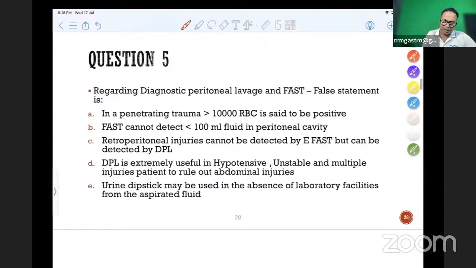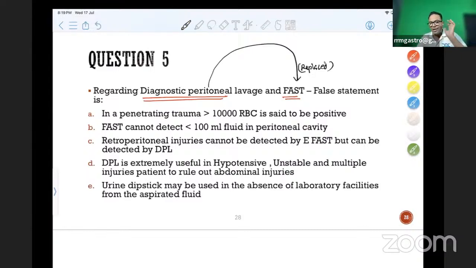So this concept is related to diagnostic peritoneal lavage and EFAST. You all know what I've seen. These are 2 important concepts in trauma. Diagnostic peritoneal lavage is nowadays replaced by EFAST. Nobody is doing diagnostic peritoneal lavage except for one indication now. Otherwise, mostly EFAST is done for blunt injury of the abdomen.